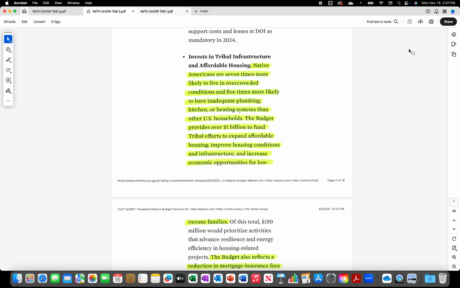Native Americans are 7 times more likely to live in overcrowded conditions and 5 times more likely to have inadequate plumbing, kitchen, or heating systems than other U.S. households. The budget provides over $1 billion to fund tribal efforts to expand affordable housing, improve housing conditions and infrastructure, and increase economic opportunities for low-income families.